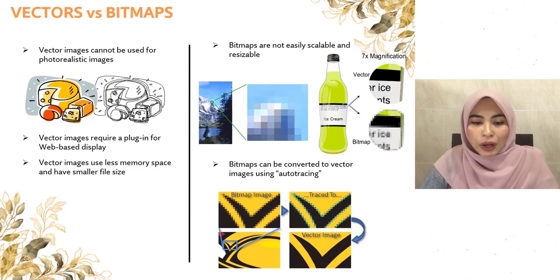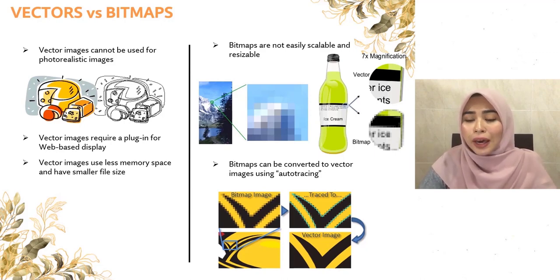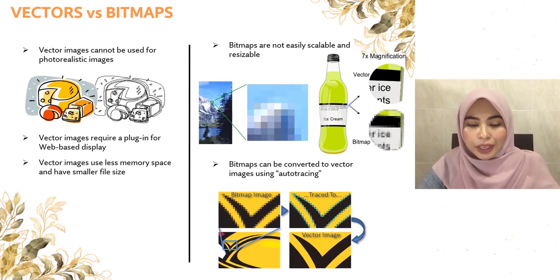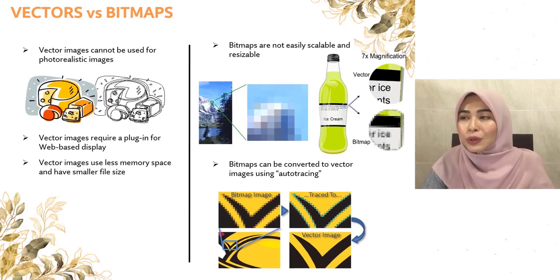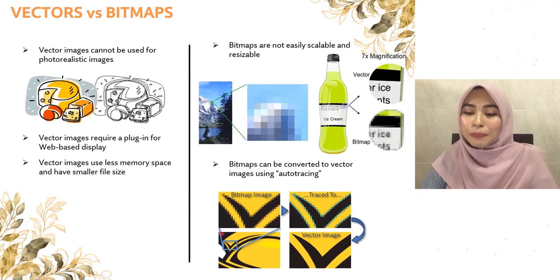Vector images require a plugin for web-based display, because SVG might need a plugin for that. Things like PNG and JPEG are examples of bitmaps, and they don't need any kind of plugin. Vector images use less memory space and have a smaller file size. Like I said, since we're drawing it and we're not dealing with each pixel or what kind of color it should produce, of course it will have less memory space and a smaller file size compared to bitmap, where each pixel has data on what kind of color you want to produce. So with bitmaps, the image will have a bigger file size.